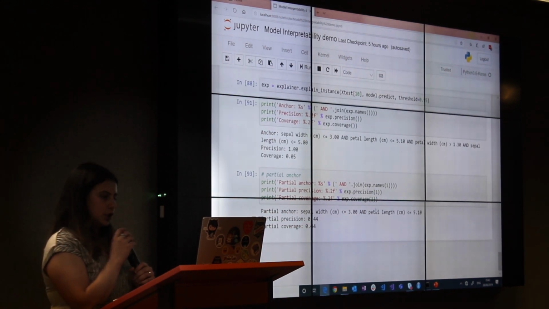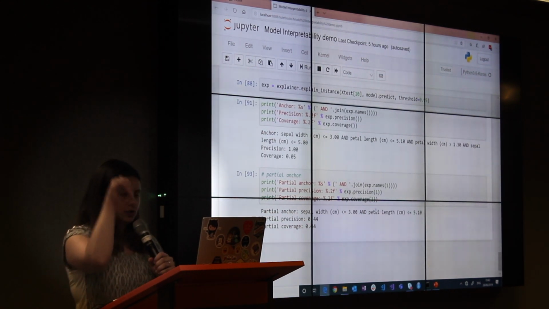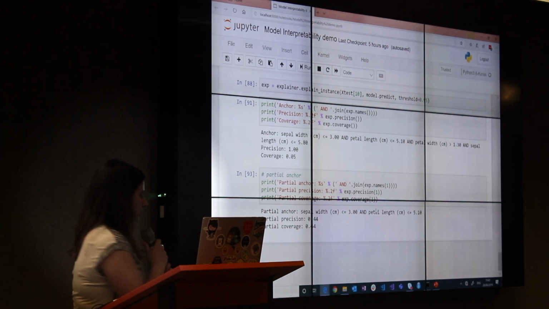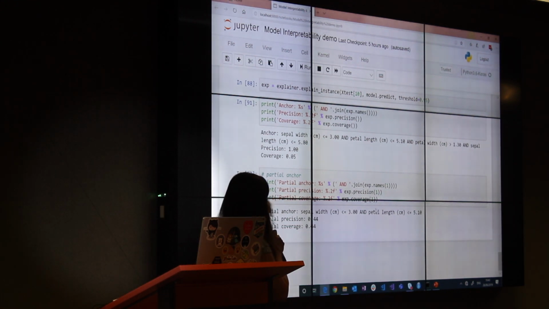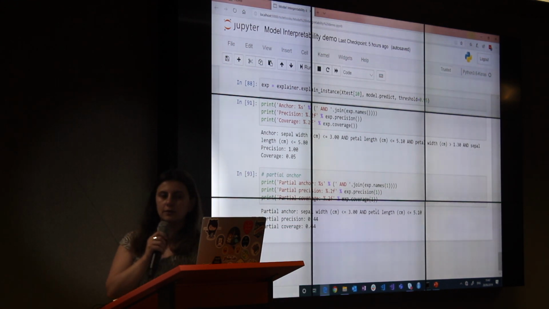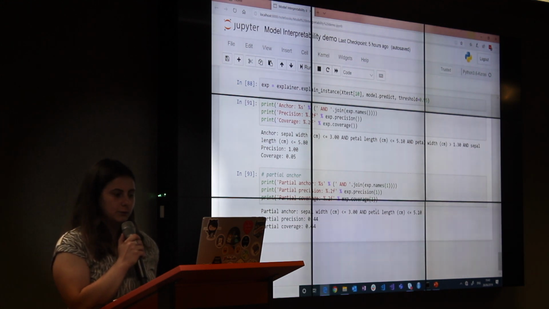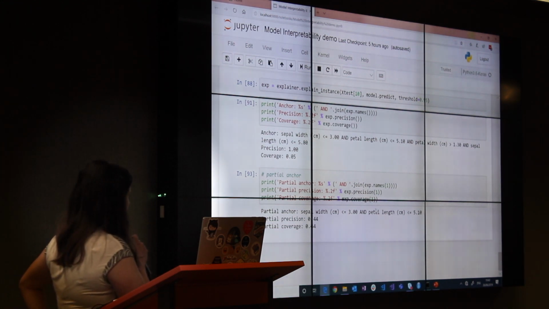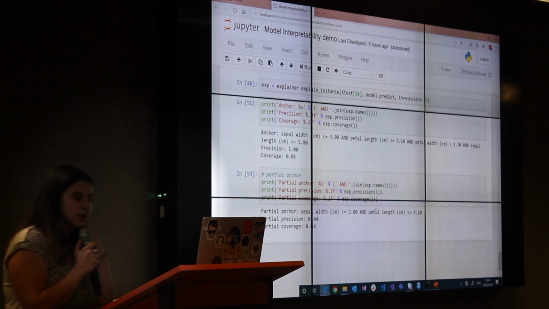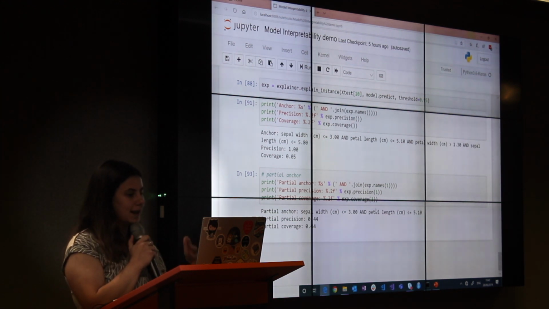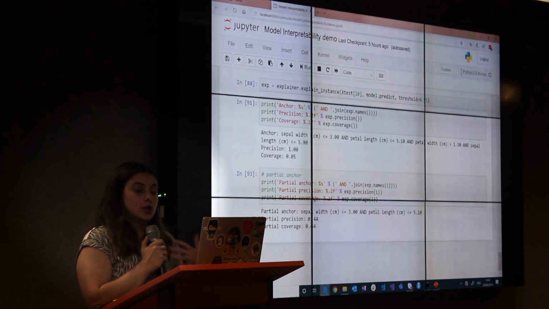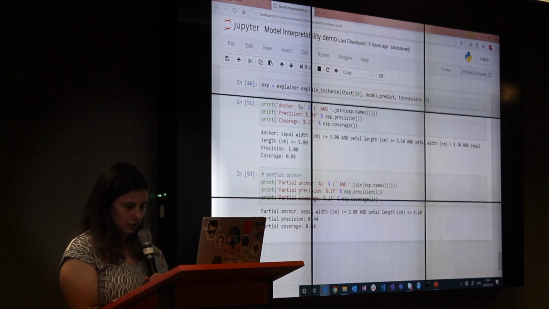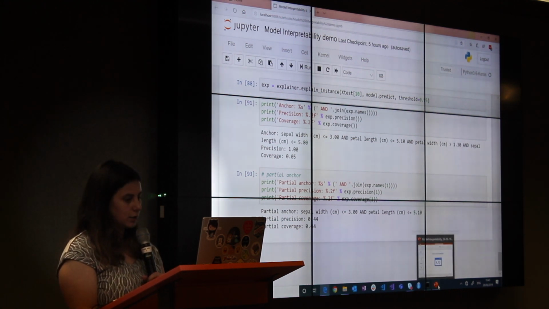Also look at partial anchors. Partial anchors is just part of that. So let's say we just take the first 2 parts: petal width smaller than 3 and petal length smaller than 4.5, and then you can get the partial precision and coverage in this case. And again, it gives you a really good intuition about what your model is doing. Any questions on this?